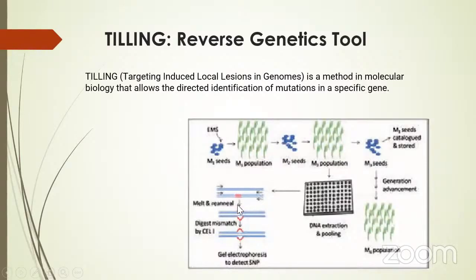So there will be a mismatch whenever there is a SNP. Because of EMS, there will be a SNP. So there is a mismatch, and you just digest with CEL 1 and do electrophoresis, or you can go for HPLC also. Then you will identify which portion of the genome has a SNP if you sequence the genome.